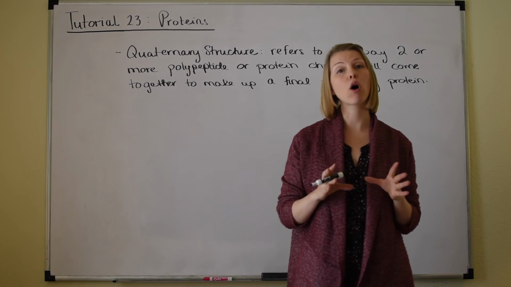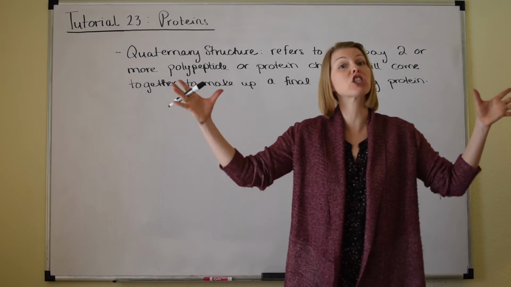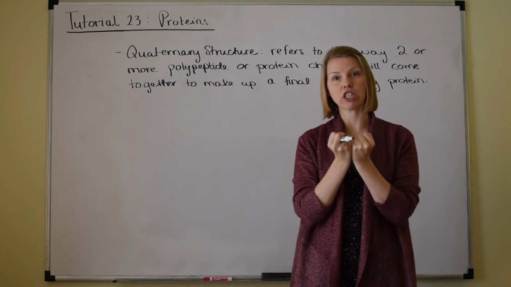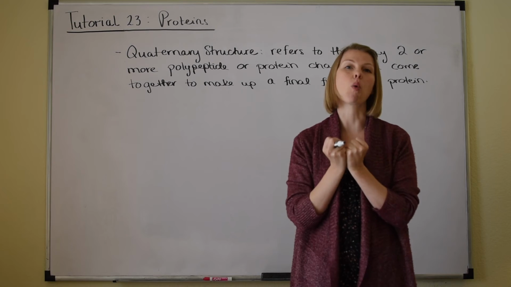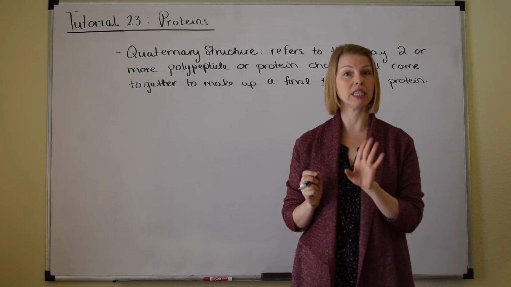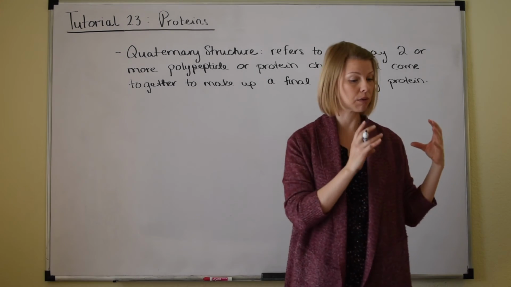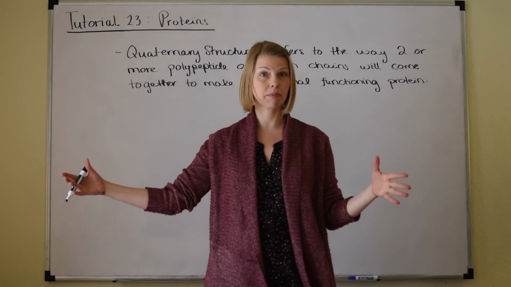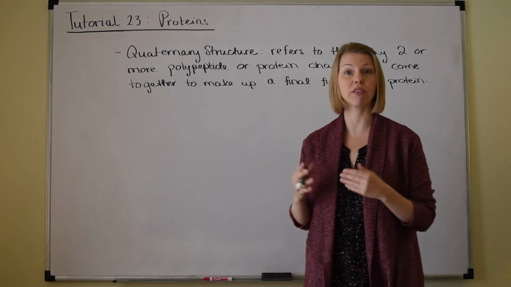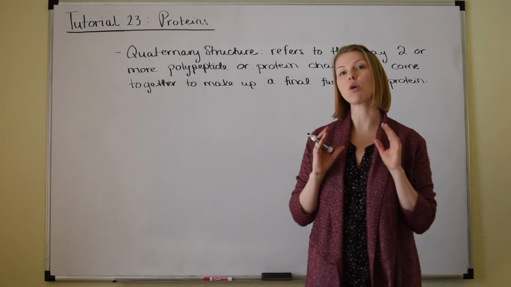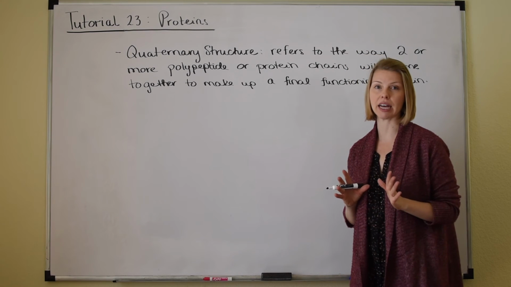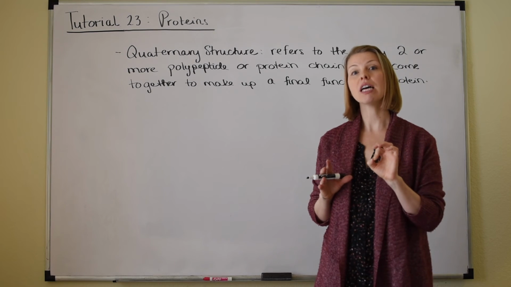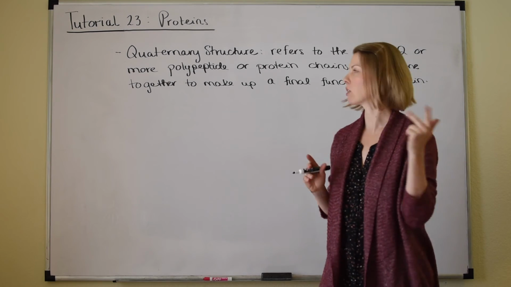Some proteins are composed of 2 or more separate chains that come together to form the final functioning protein. This is known as a quaternary structure, and not all proteins have it. Some proteins are just composed of a single protein chain. Others are composed of multiple chains that again come together in this way to form the final functioning protein. The quaternary structure is stabilized by the same types of interactions that we saw in the tertiary structure. Okay, so let me write that here.